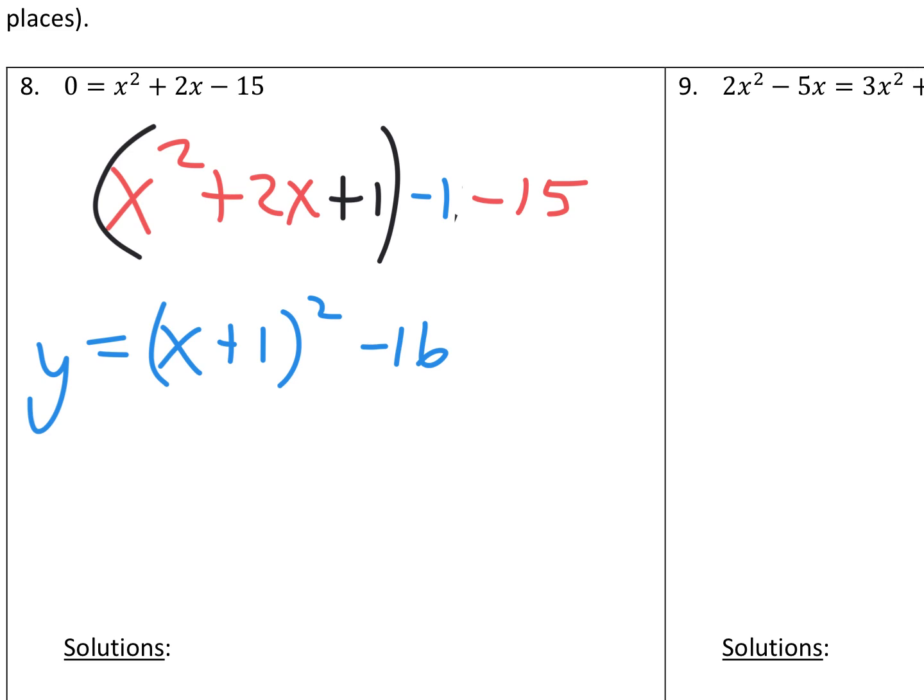Yes? Can't that factor to x plus 5 and x minus 3? Oh my gosh, maybe you can. What does it factor to? X plus 5, x minus 3. Hold on. X plus 5, x minus 3. Double checking you. That makes negative 15. You are correct. Nice job.